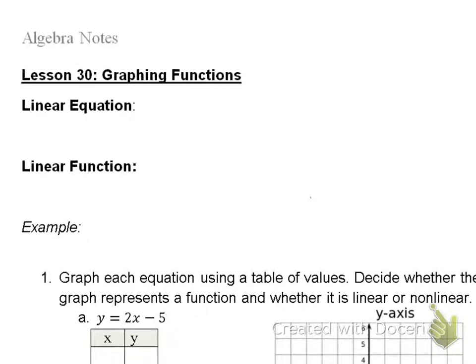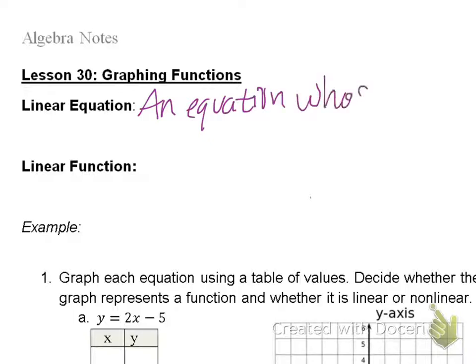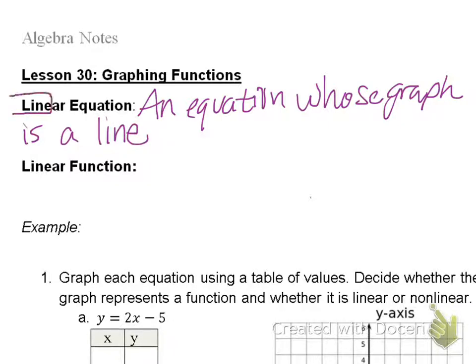We're going to be looking at several different kinds of graphs today, but just introducing what a linear equation is and a linear function. A linear equation is an equation whose graph is a line. And that comes directly from the word linear, which has the word line in it. So it's an equation whose graph forms a straight line. A linear function is a function whose graph is a line.